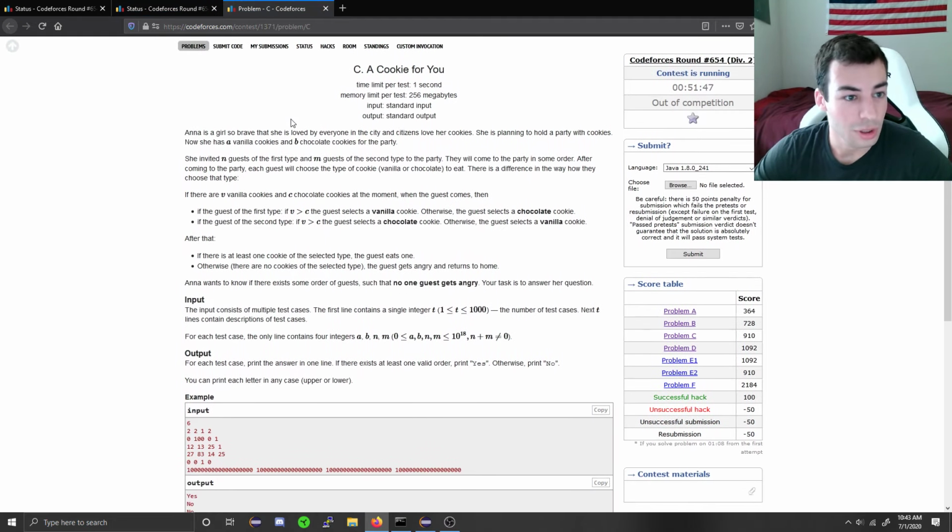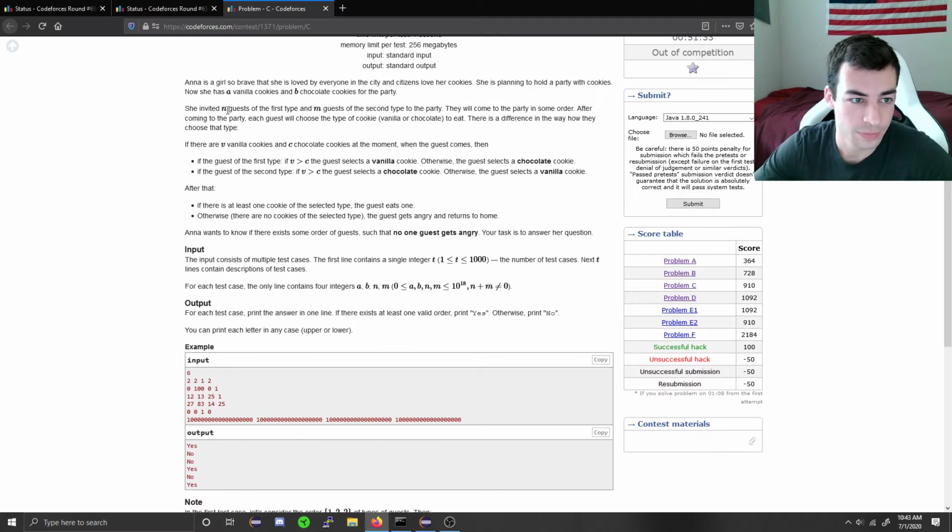Anya is a girl so brave that she is loved by everyone in the city, and citizens love her cookies. She's planning to hold a party with cookies. Now she has A vanilla and B chocolate. She invited N guests of type 1 and B guests of type 2. They're going to come in some order. After coming to the party, they will choose the type of cookie to eat. There is a difference in how they choose that type.